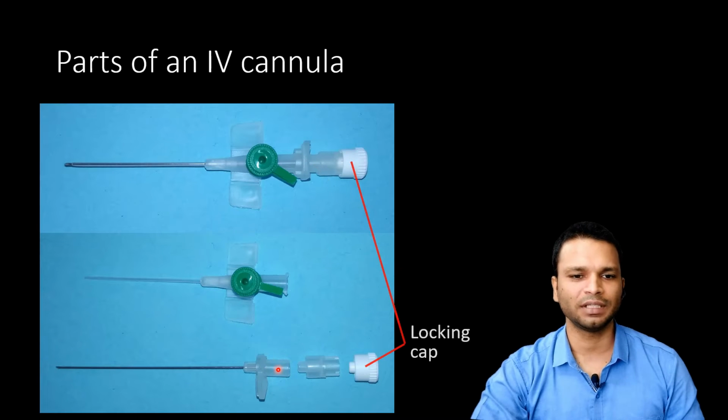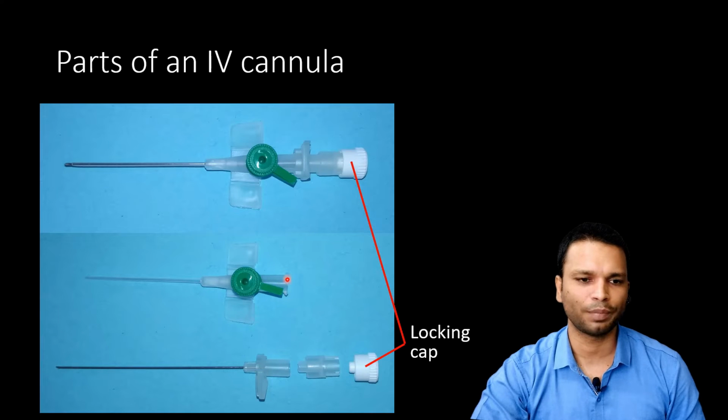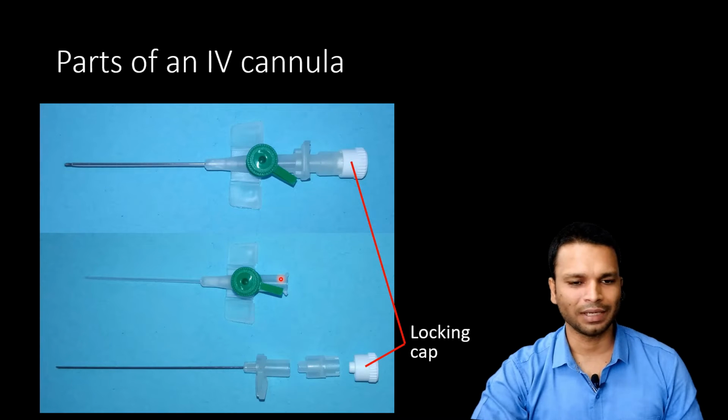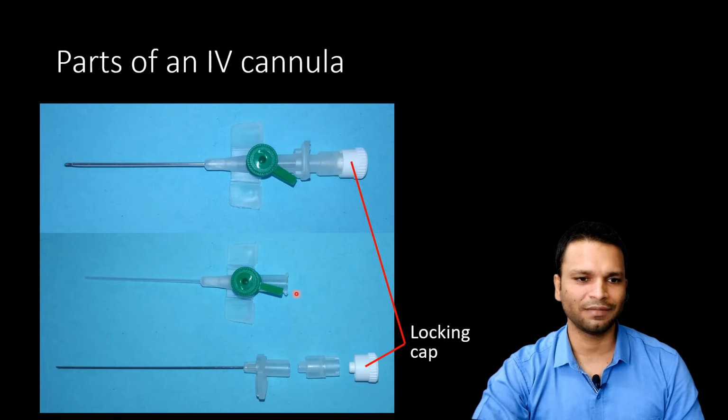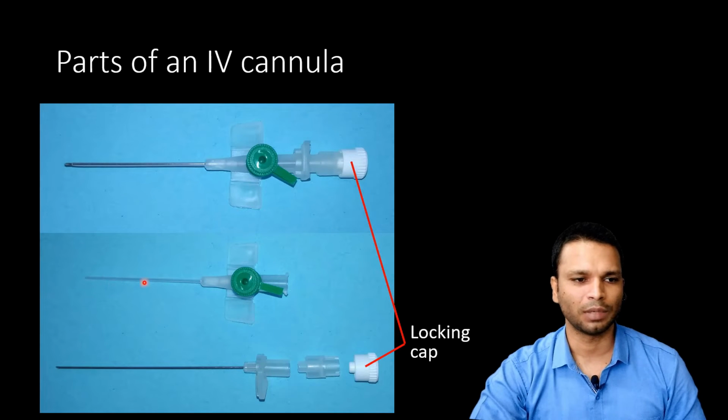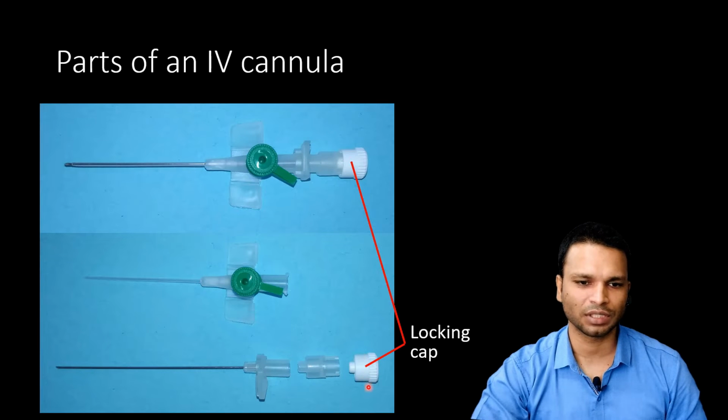Then we have the locking cap. This locking cap is used to just block the open end of the cannula while it is not being used. If we leave this end of the cannula open, the blood is going to come out. Okay, we don't want that. That is the reason we use this locking cap to close this open end of the cannula.